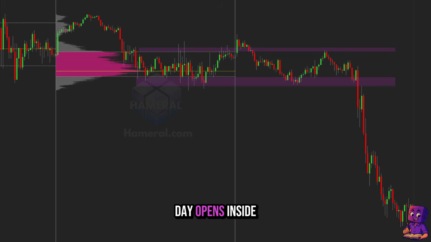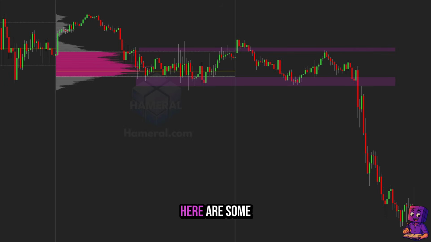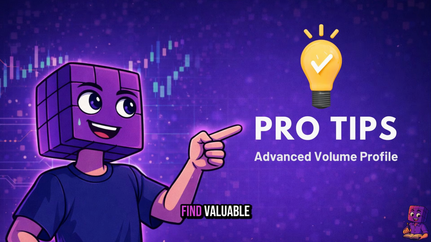Example 2, the day opens inside the previous value, so we have a balanced expectation. The plan is to fade extremes until context shifts. News, strong sell pressure, etc. As we observe, price touched the VAL and reacted as support. A nice long opportunity.